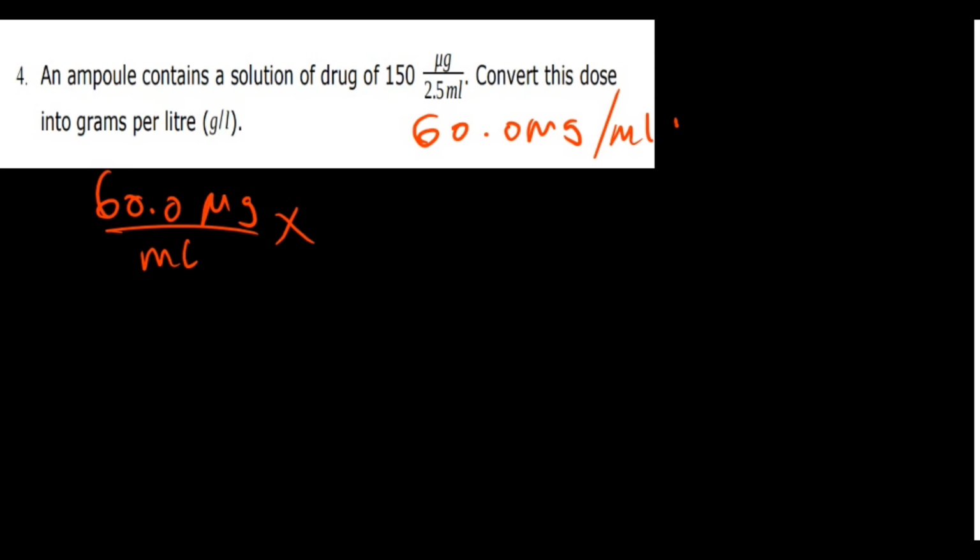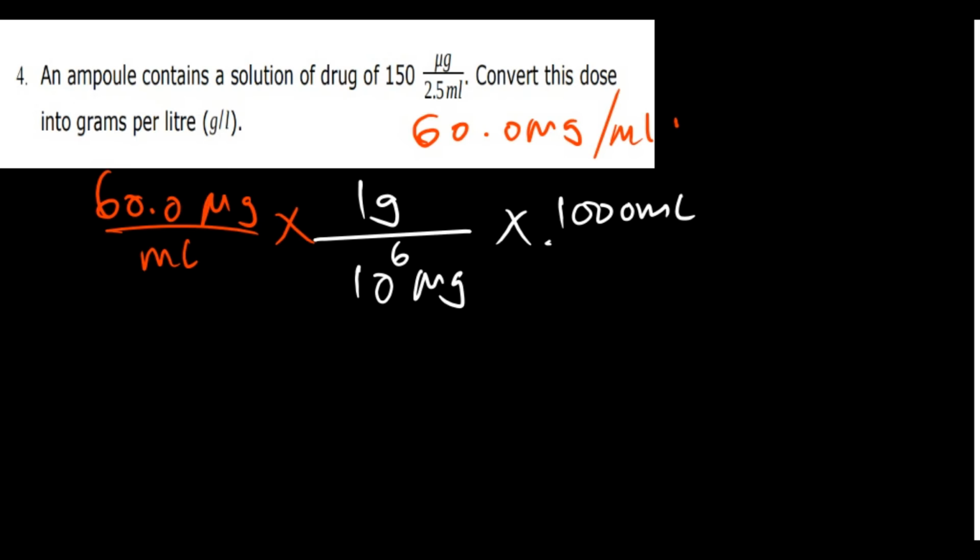Okay, so this we are going to say using dimension analysis. We know that in 1 gram there is 10 raised to the power 6 microgram. At the same time, I want to convert milliliters to liters. So we know that in 1000 mils, we are going to find that there is 1 liter. Okay, so in 1 liter there is 1000 mils. So we are going to cancel the mils. We are going to cancel the microgram.